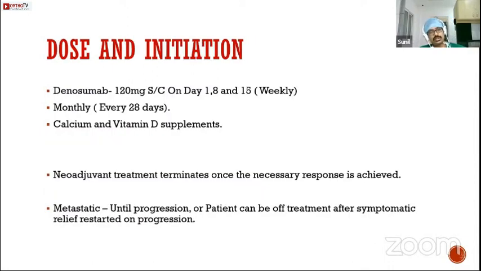So, what is the dose at which denosumab should be started? Denosumab should be started at a dose of 120 milligrams subcutaneously on day 1, day 8, and day 15. That is weekly doses. The first 3 doses will be weekly, then it will be every month. And calcium and vitamin D supplements are also started along with denosumab.